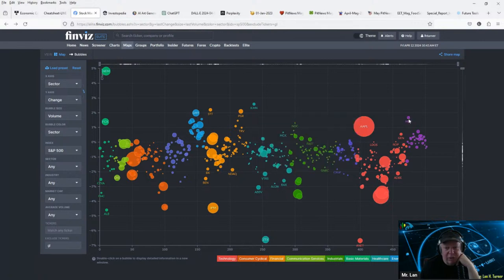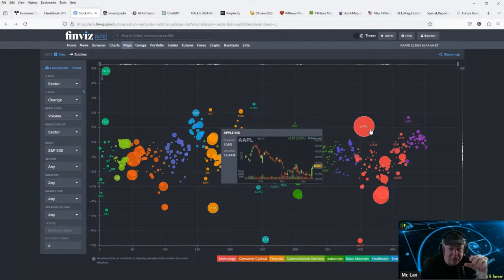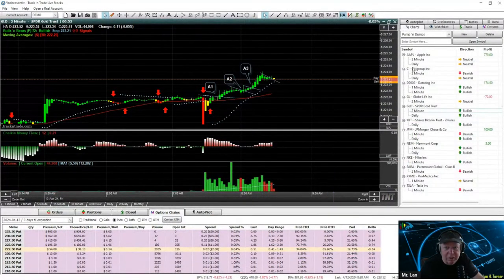NRG. Did we go look at NRG? Look at how tiny the dot is. This means nobody's trading it. It's up, but nobody's looking at it. Nobody's trading it, so it's not going to go parabolic for us. We need big circles like this. Oh, we were going to go look at Apple again, weren't we? Let's just go look at Apple again.